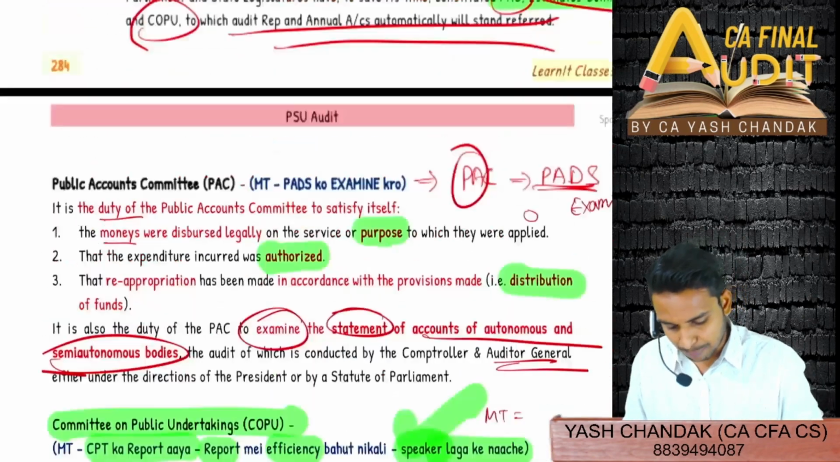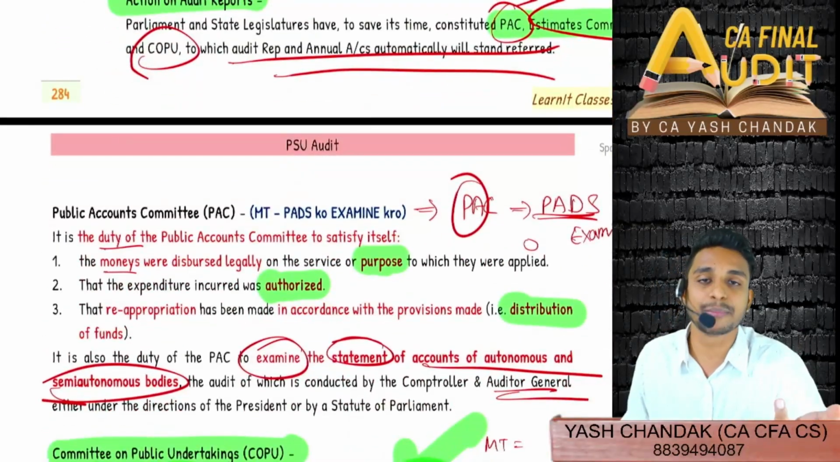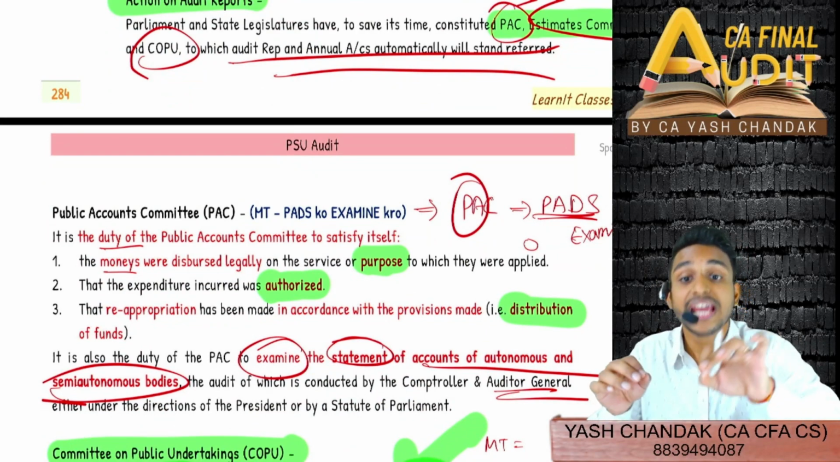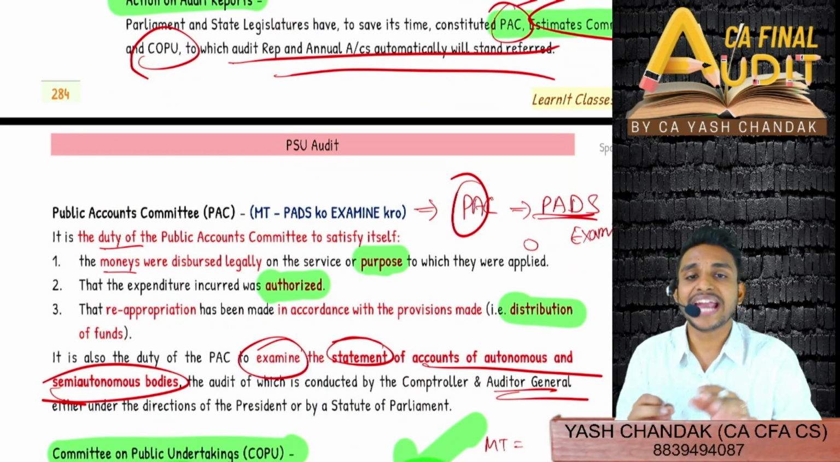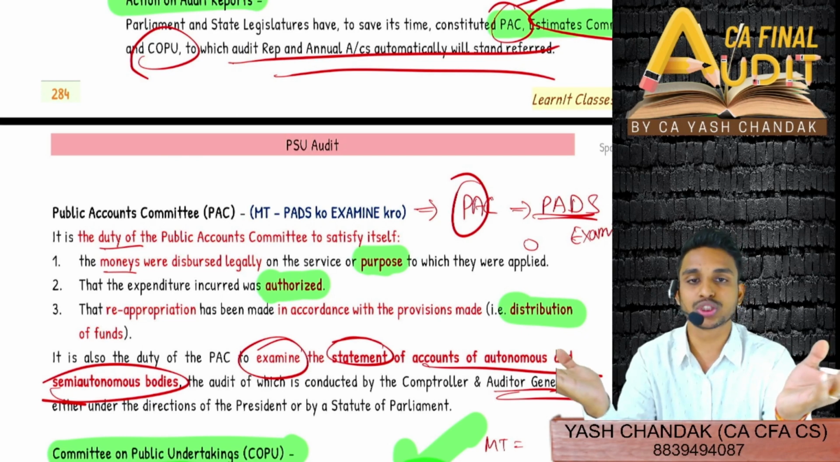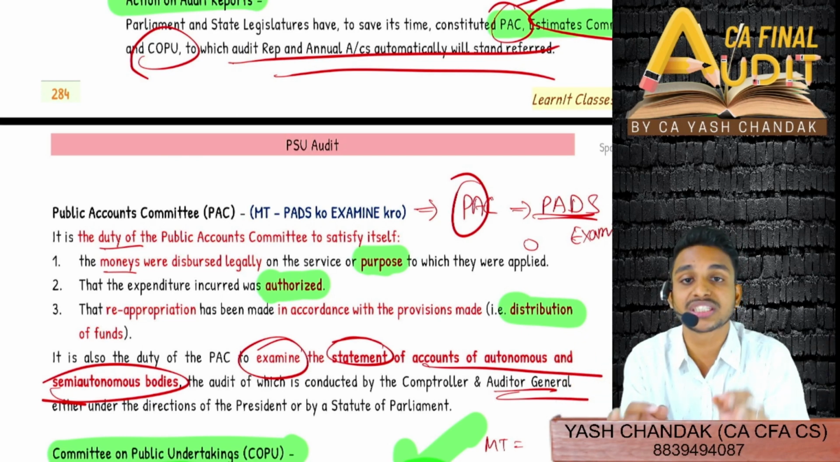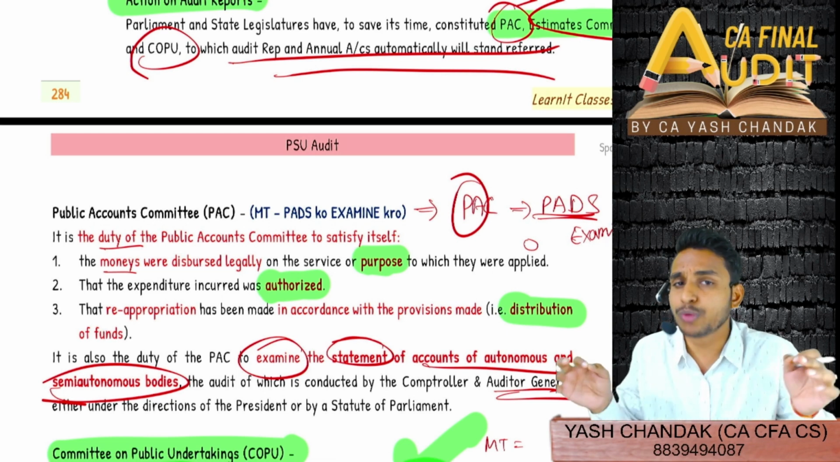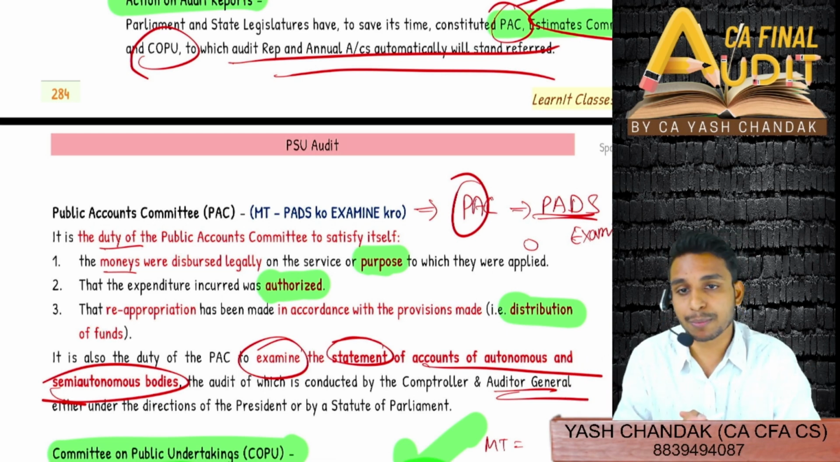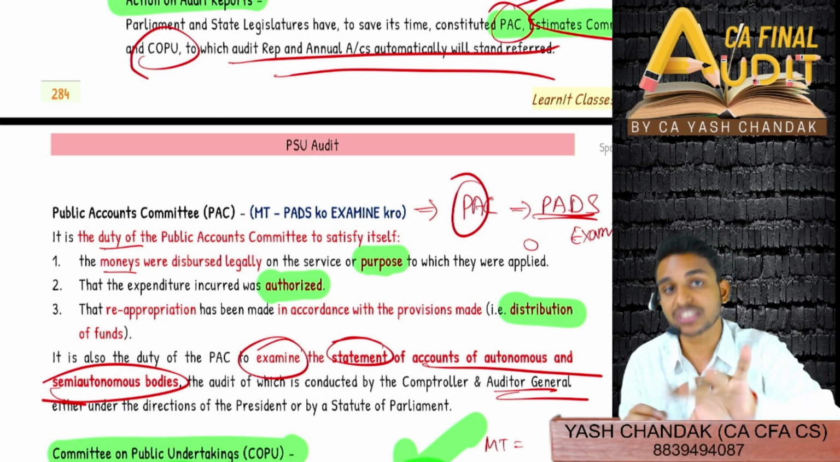So it's very easy. Like PAC starts with PA, so PADS is the examination that you have to do. P for purpose, A for authorization, and D for distribution of funds. D for distribution, you have to see how it is distributed, whether reappropriation is made as per the provision or not. Authorization means what? Every expenditure should be authorized. And P for purpose, money has been applied for the purpose for which it was sanctioned.